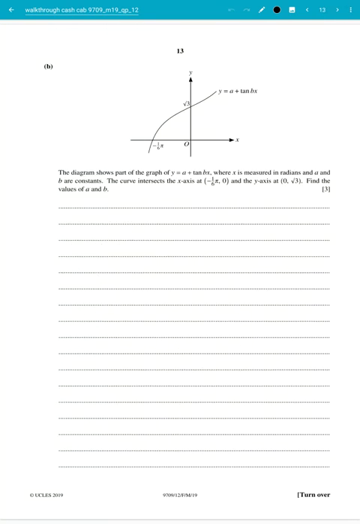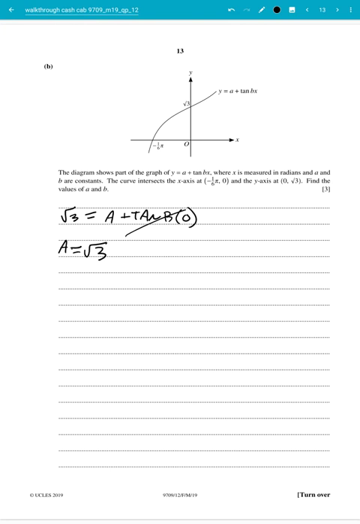Now, this is the graph measured in radians. So we're going to put the calculator back in radian mode. The curve intersects the x-axis and the y-axis. Find the values of a and b. So we've got square root of 3 equal to a plus tan of b times 0, right? Tangent of 0 is 0, so this goes away, so a is equal to the square root of 3, and then you go do it again.